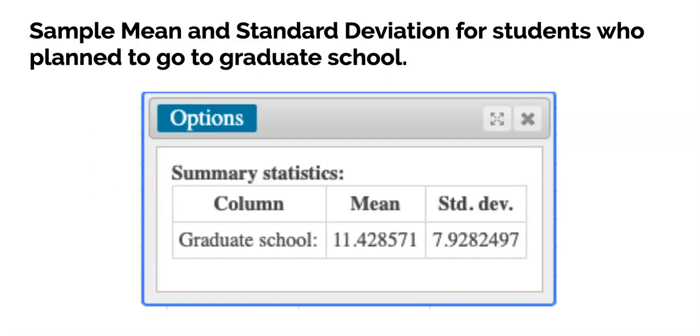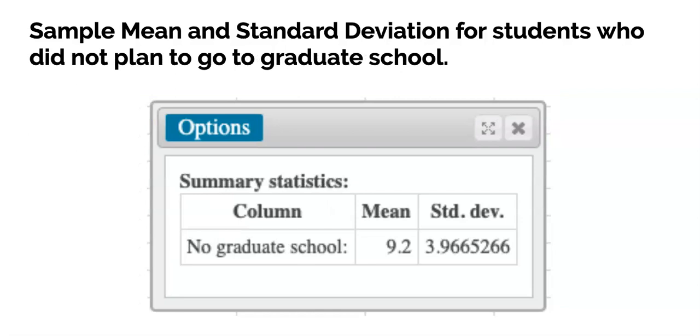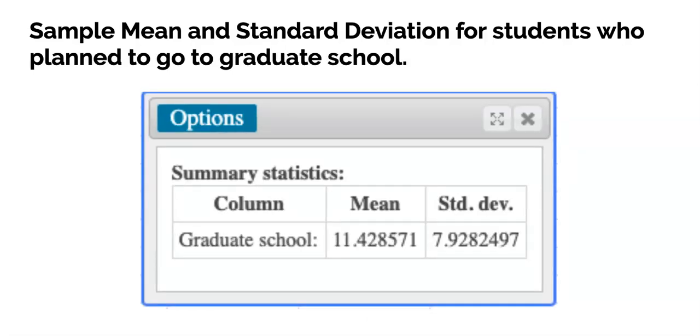People who plan to go to grad school study more on average, right? 11 hours. And people who do not plan to go to grad school study less, about 9 hours on average. But then the standard deviation for this group is much smaller, about 4 hours per week. So by just looking at this, I have a little bit of a feeling that maybe the people who go to grad school tend to study more, but with this bigger standard deviation and everything, it's not enough for us to just make a decision that hey, people who plan to go to grad school study more, or their average is significantly, or we should say, statistically significantly different.